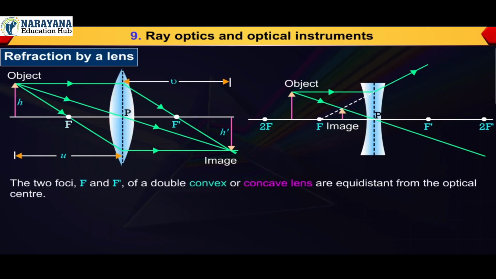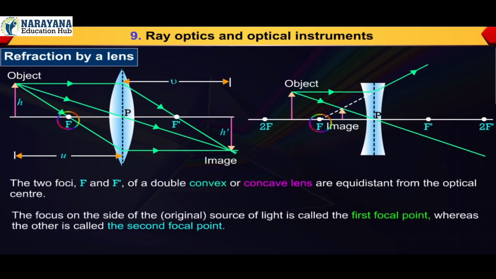The two foci f and f' of a double convex or concave lens are equidistant from the optical center. The focus on the side of the original source of light is called the first focal point, whereas the other is called the second focal point.